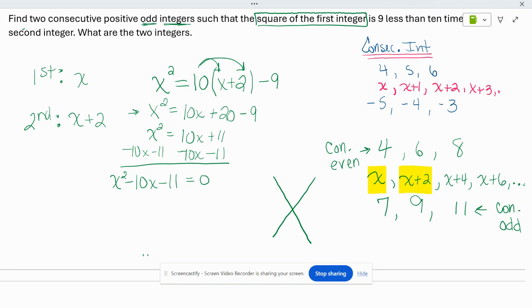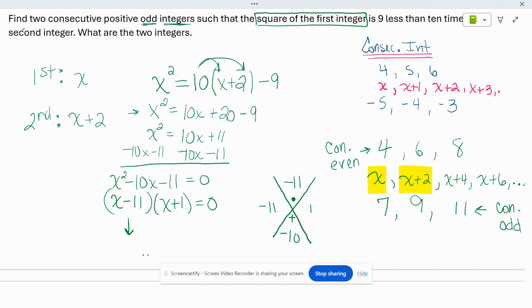So what am I looking for? What's the product that I'm looking for? Negative 11. I'm looking for two numbers that multiply to negative 11. What is the sum that I'm looking for? Negative 10. So what are two numbers that multiply together to give me negative 11? Go ahead, Michael. Negative 11 and positive 1. That means that I have x minus 11 times x plus 1 equals 0.